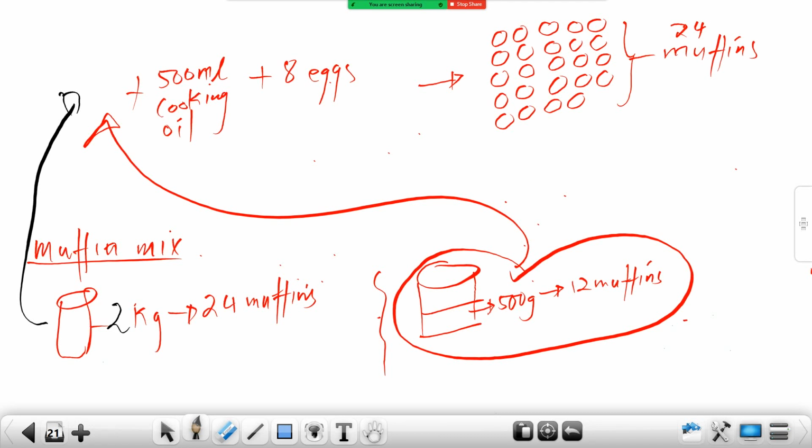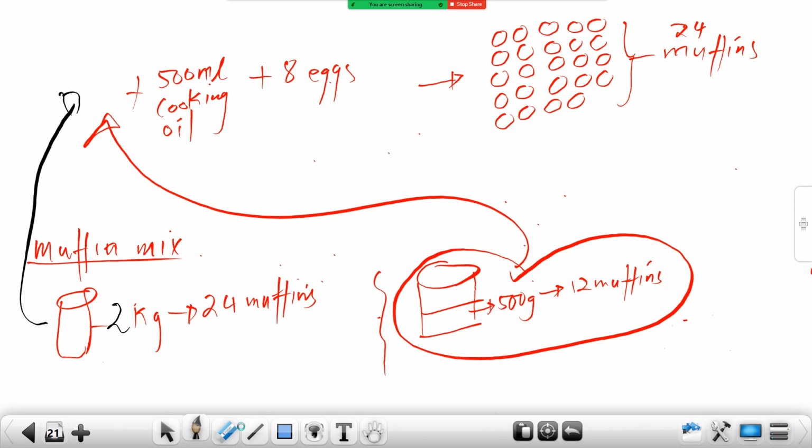So what does this mean? It means if I use the 2 kg, I am going to have 1 kg that is extra. So in this case, eggs and cooking oil become my limiting reactant, because I don't have enough to accommodate the 2 kg.